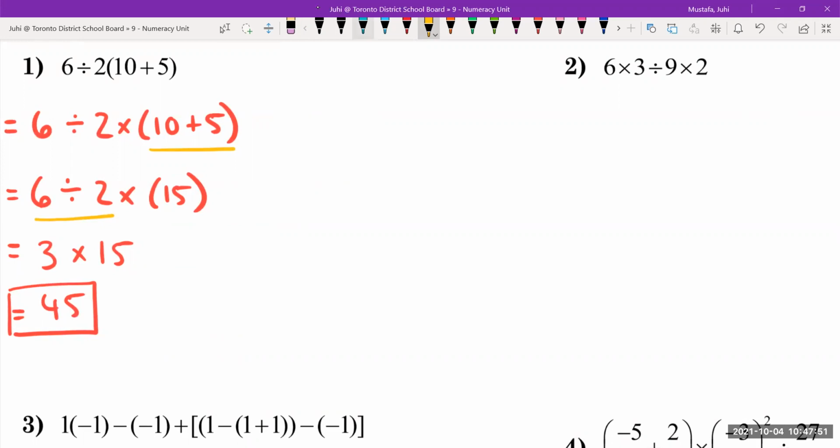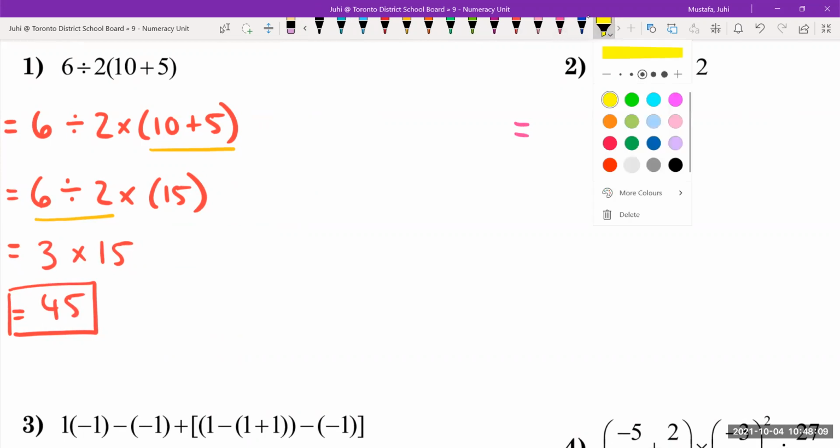In this question, actually, I would say question 2 is probably easier than question 1 because there are no brackets or anything like that. Just so that we can see what we have going on here, I am going to go ahead and just highlight our signs. We have a multiplication, a division, and a multiplication. Which one of these are we going to do first?